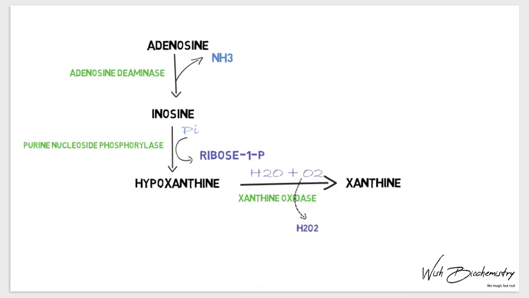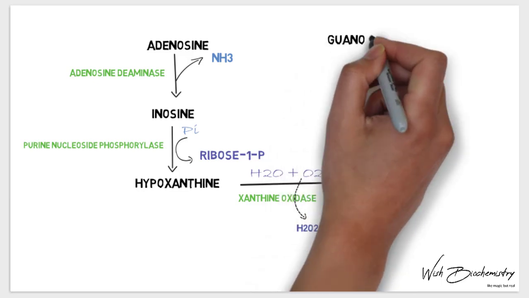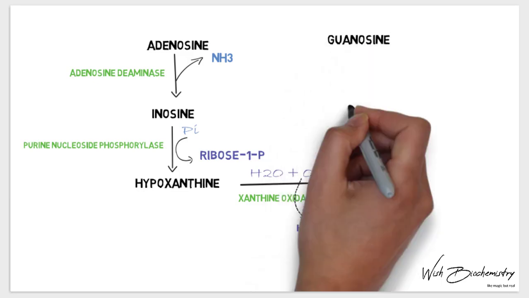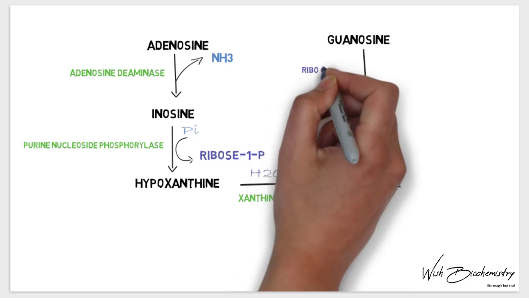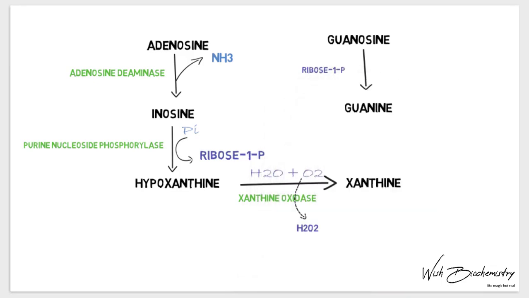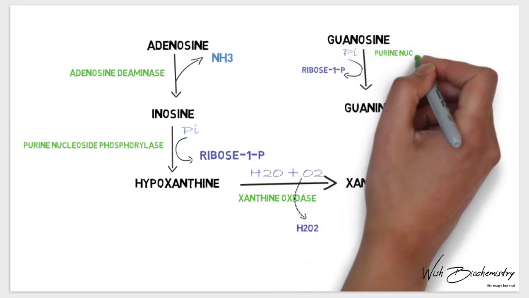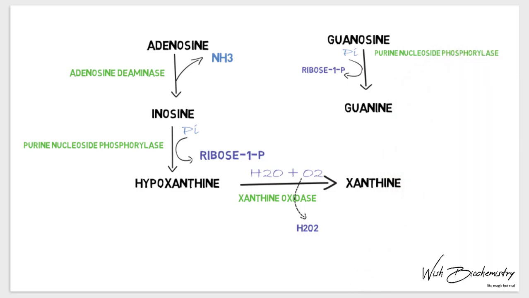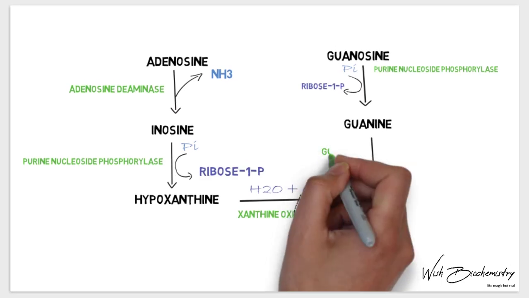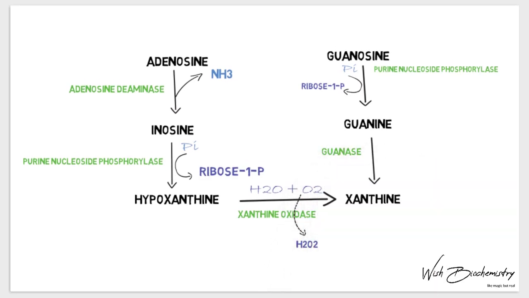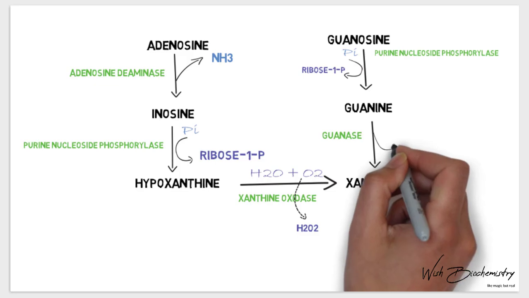Similarly, the nucleoside guanosine is converted into guanine by the removal of a sugar group, the ribose 1-phosphate, leaving the purine base guanine. Enzyme is the same used for conversion of inosine to hypoxanthine, the Purine Nucleoside Phosphorylase. Guanine is converted to xanthine by the enzyme guanase by the removal of ammonia from guanine.